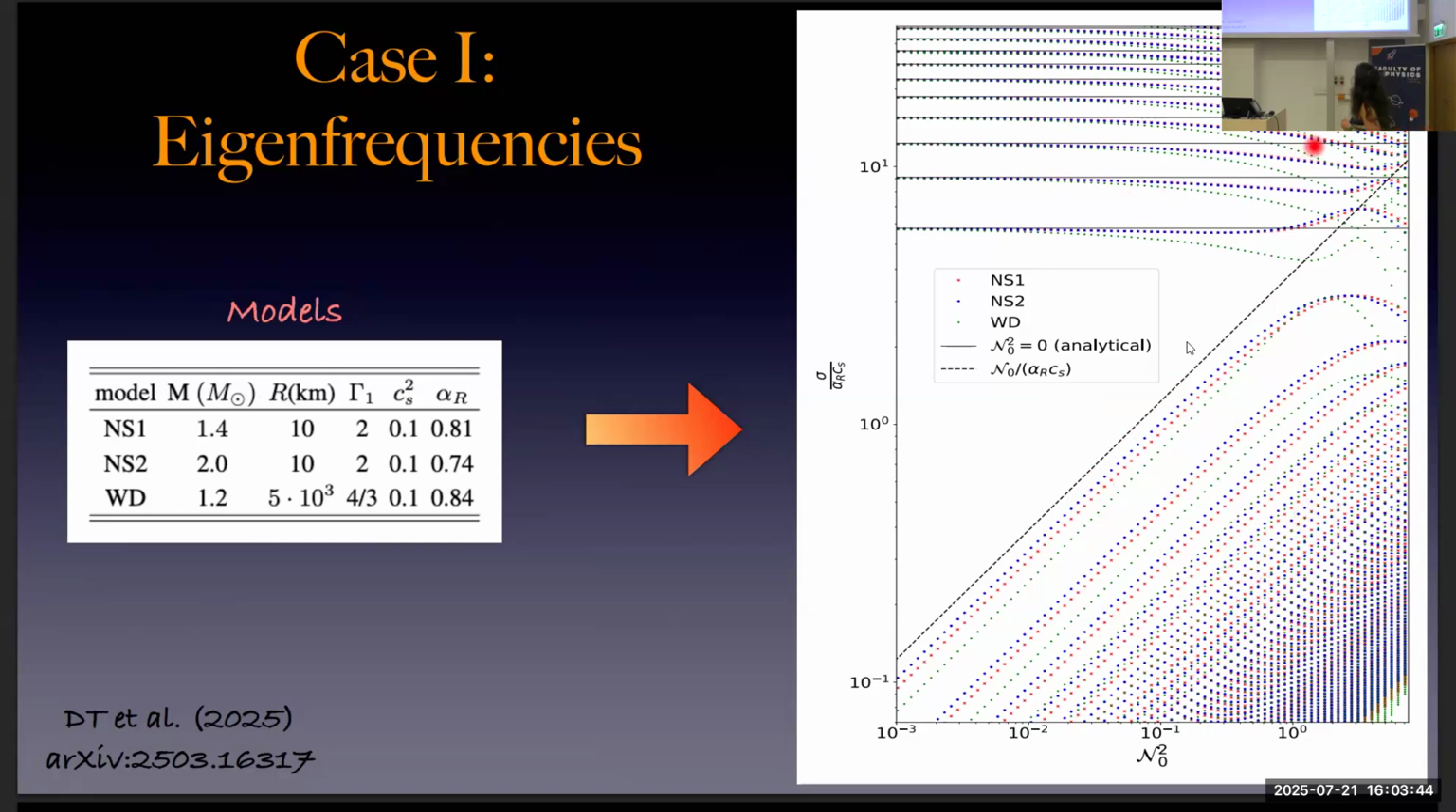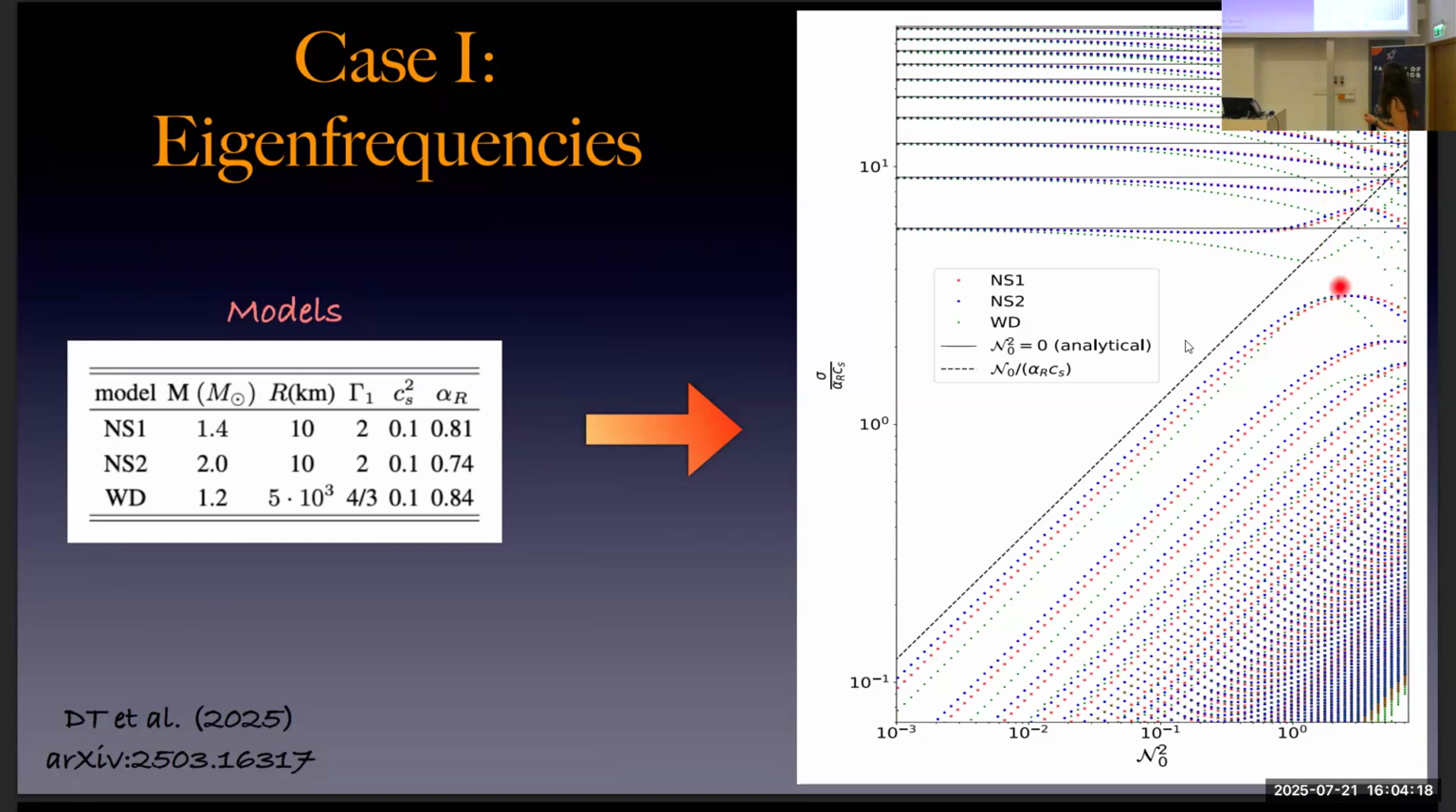While up here, we have P modes, and there are some constant lines, and these are the solutions that we have for N squared equals 0. When the Brunt-Väisälä frequency is 0, we know that the system has analytical solutions, and we plot them as constant lines. So we can see that as we start with low values of the Brunt-Väisälä frequency, we follow these lines, while when we get to higher values, they deviate more and more. What happens in this region here are the avoided crossings that you already heard about. So we have the interaction of the modes.